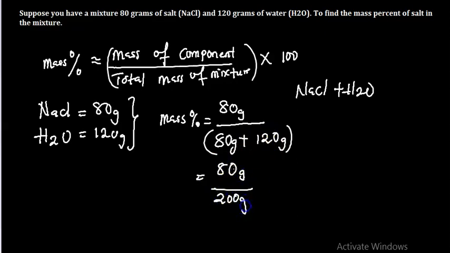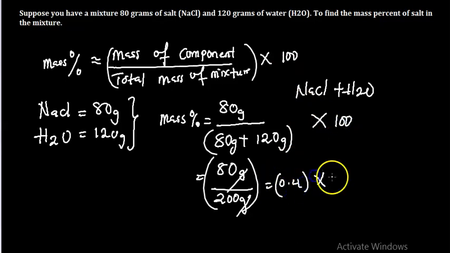At this point, gram and gram will cancel out. 80 divided by 200 is simply going to be 0.4. Remember, we have multiplied by 100. So 0.4 multiplied by 100 is simply going to be 40%. And this is the final answer. Let's look at another problem.